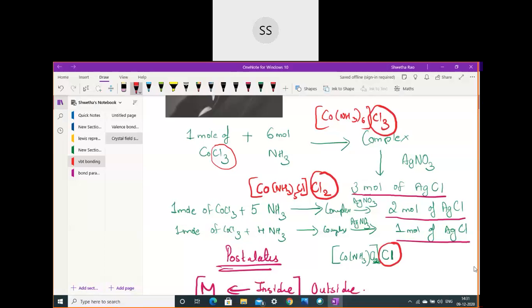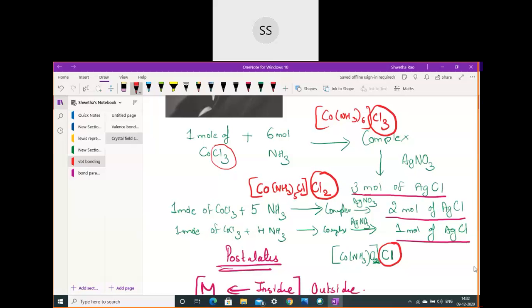That means your 5 ammonia molecules are directly linked to the cobalt ion and 1 chlorine is again linked to the cobalt ion. Okay, and in this case, 3 moles of AgCl are getting precipitated. That means whatever chloride he has taken here, everything is present outside and the 6 ammonia molecules are present inside. So Co(NH3)6 and then Cl3. With this we can understand that whichever ions are present outside, only they will show the answer for the silver nitrate.